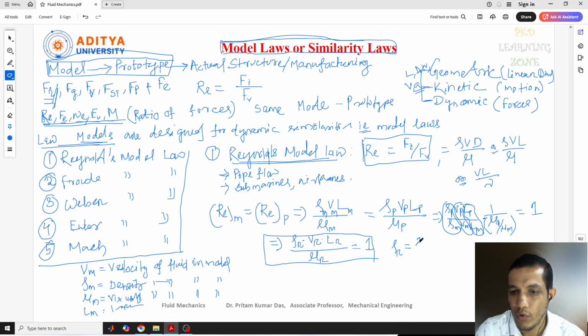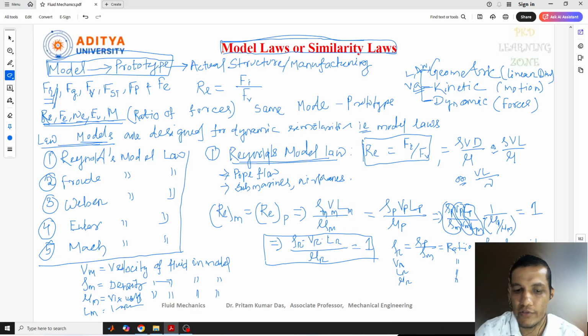Here I just write one thing, and the remaining you can understand. Rho r equals rho p by rho m. And what is rho r? Rho r is nothing but the ratio of density. Similarly, VR, LR and mu R are the corresponding ratios: this is for velocity, this is for length, and this is for viscosity.